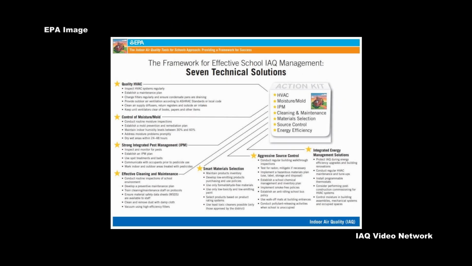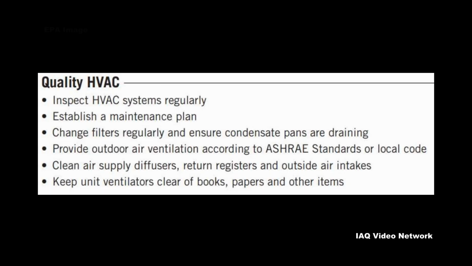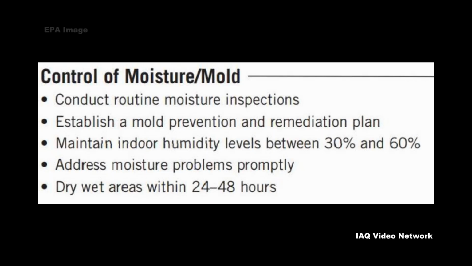The 7 technical solutions include: provide quality HVAC. Effective HVAC system design, operation, and maintenance are essential for ensuring healthy indoor air quality in schools. When HVAC systems function properly, they deliver sufficient outdoor ventilation, helping to control odors and minimizing pollutants that commonly contribute to IAQ issues. Mold and moisture control.